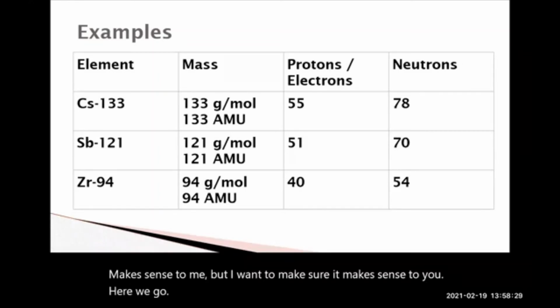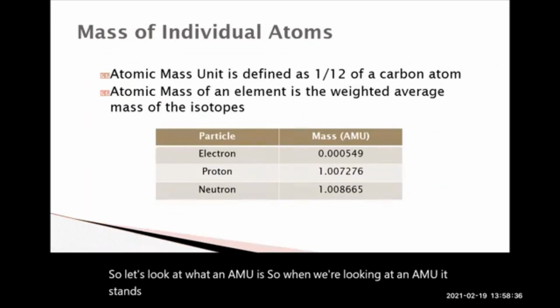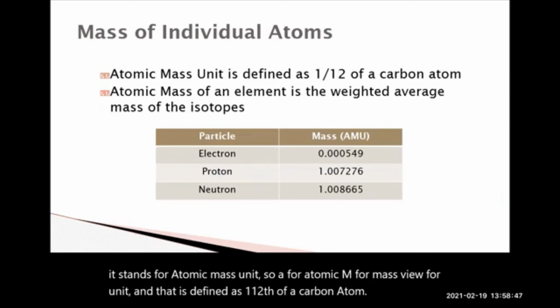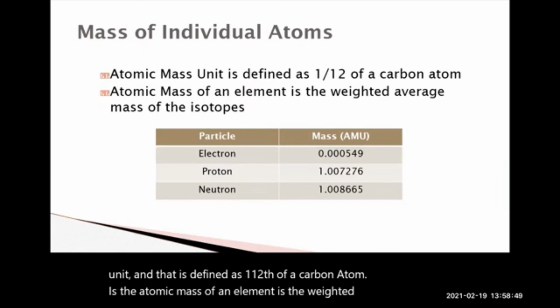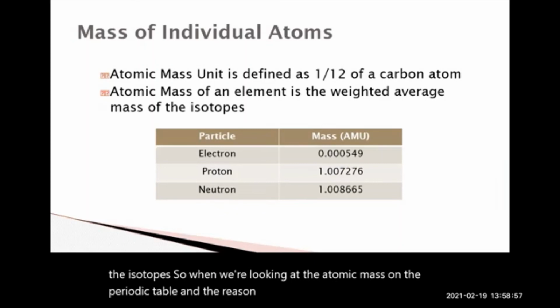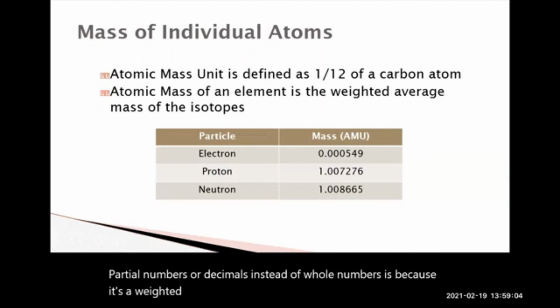So let's look at what an AMU is. AMU stands for atomic mass unit. A for atomic, M for mass, U for unit, and that is defined as 1/12 of a carbon atom. The atomic mass of an element is the weighted average mass of the isotopes. So when we're looking at the atomic mass on the periodic table, the reason that it comes in partial numbers or decimals instead of whole numbers is because it's a weighted average, which we will look at later.